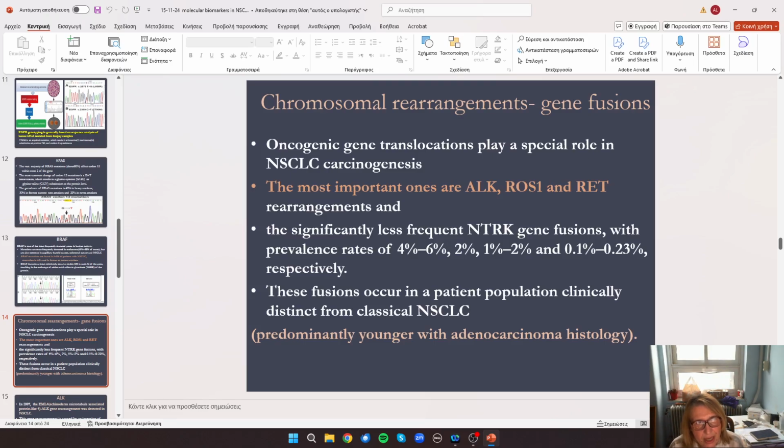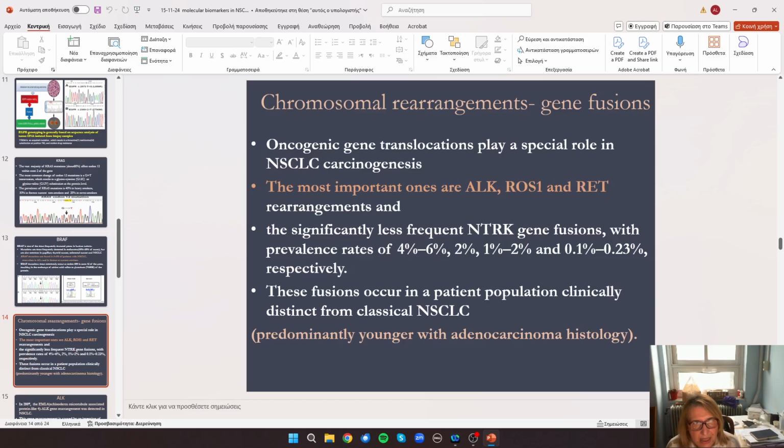EGFR, KRAS and BRAF mutations are point mutations concerning changes in a small region of bases or nucleic acids. Another category of mutations are chromosomal structural rearrangements, and they involve a larger region of bases at gene level or at chromosomal level.